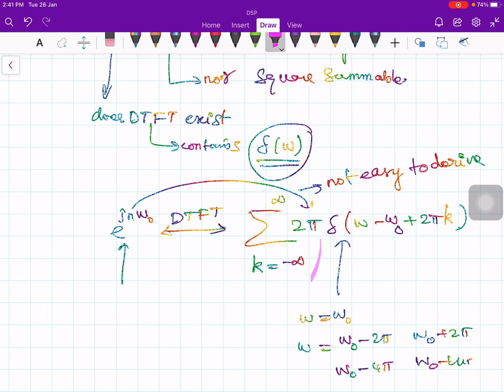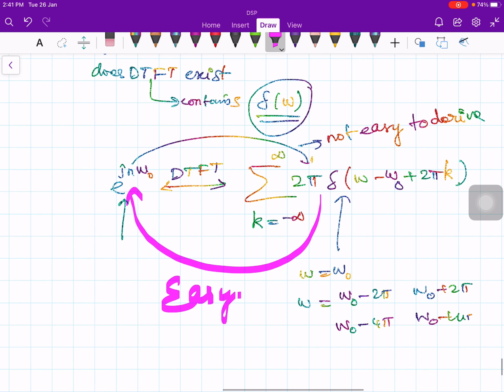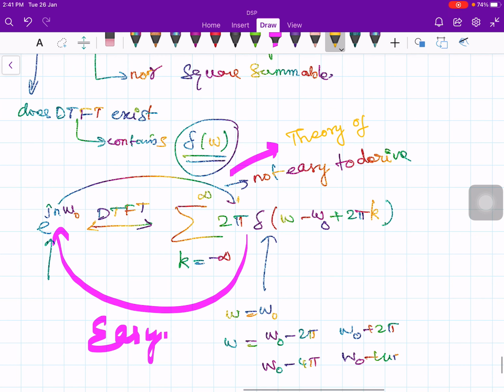If you come from the frequency domain to the time domain, it is easy to show. Because in the forward direction you have to invoke the theory of distributions from mathematics. It is not easy to show, and it is not needed also as an engineer.